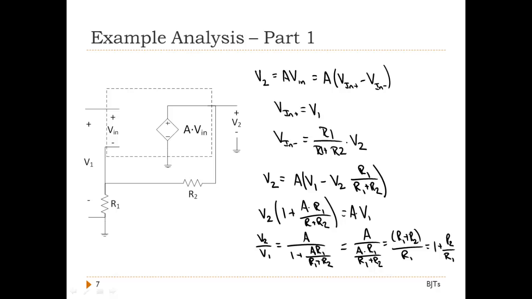This circuit is known as a non-inverting amplifier. Its output voltage V2 is 1 plus R2 over R1 times larger than the input V1. The non-inverting in the name implies that the output has the same sign as the input.